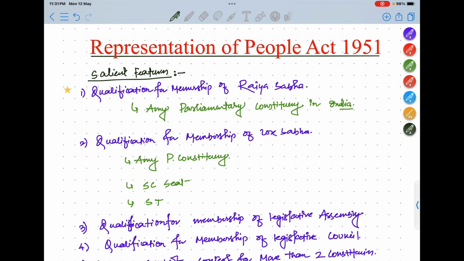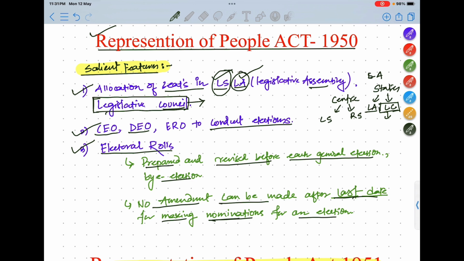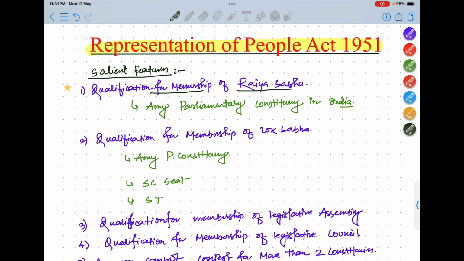Next, Representation of People Act 1951. Okay. So now what does RPA 1951 say? Some salient features are: qualification for membership of Rajya Sabha. Now understand one thing. RPA 1950 talks about Lok Sabha, Legislative Assembly and Legislative Council. Okay, you can say these are one side. At the other side, Representation of People Act 1951 deals with qualification of membership of Rajya Sabha. Okay, so what does it say?